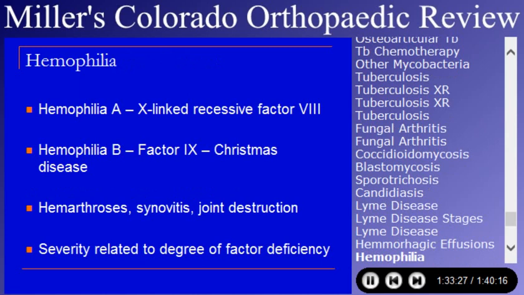Hemophilia is an X-linked recessive disorder, generally a factor VIII deficiency with a variant hemophilia B being a factor IX deficiency or Christmas disease. Presents with hemarthroses, synovitis, and joint destruction. Can also present with subperiosteal bleeds and very, very funny looking bones.